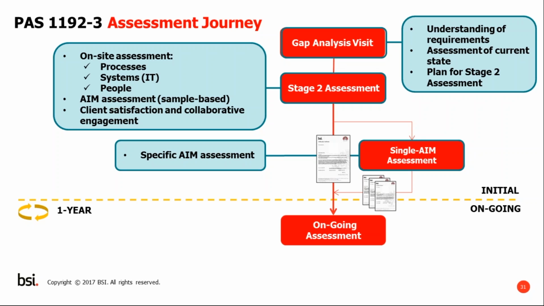So the stage 2. I broke that out in previous slides, but essentially it's an on-site assessment looking at processes, systems, and people. Asset information model assessment, that's sample-based. Client satisfaction and collaborative engagement. Following that, if that's successful, you'll be issued your Kitemark certificate with the option to have a single asset information model assessment, which can generate its own certificate.